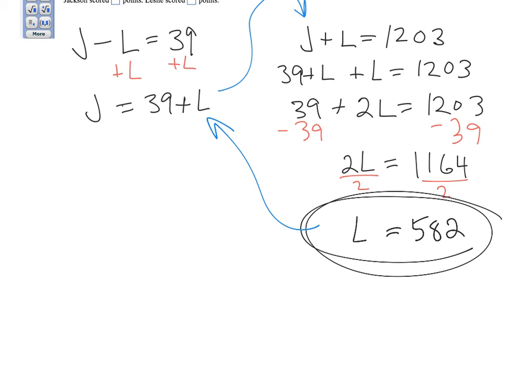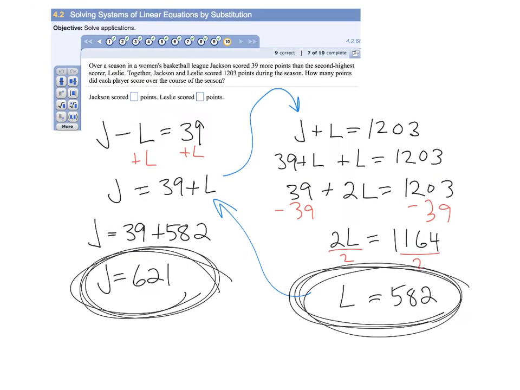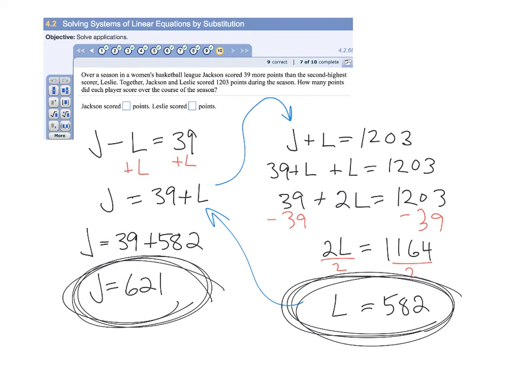And we're going to substitute that in over here. So J is equal to 39 plus 582. And I'm going to add. And I get that Jackson is 621 points. So Jackson scores 621. Leslie scores 582. And that wraps up this problem. And this wraps up the video.